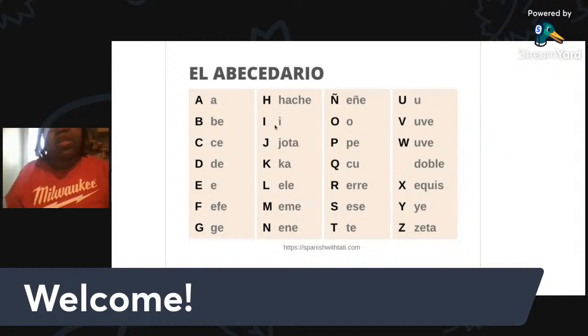I, which just makes the E sound. Jota, which makes the H sound. So you might get confused if you see a word that starts with the G and the jota, because they make the same sound. Ka, also ka, se and ka can make the same sound as well. So se makes the s sound and the k sound. Ka only makes the k sound.